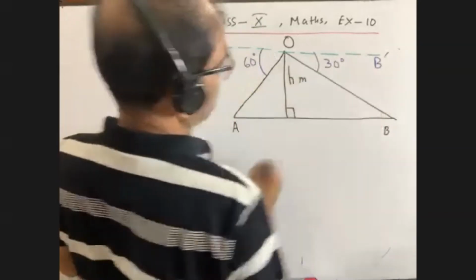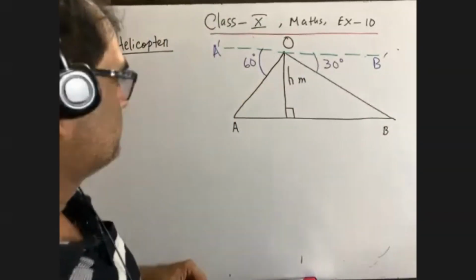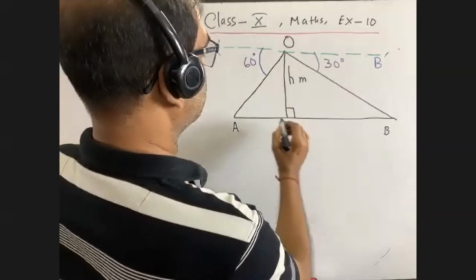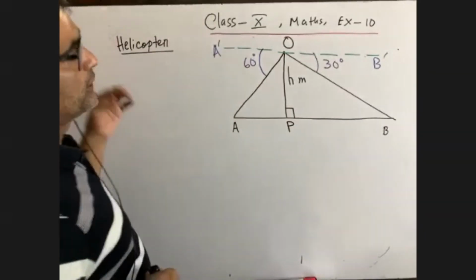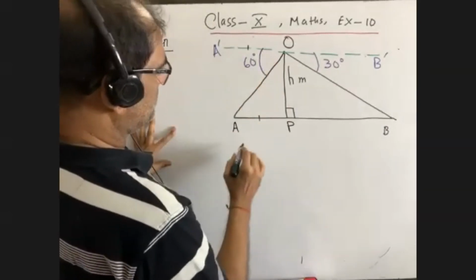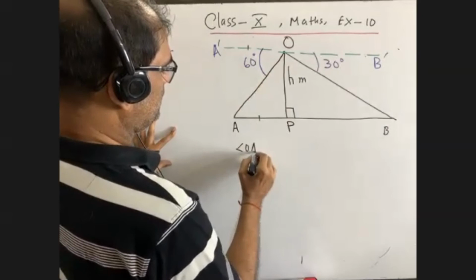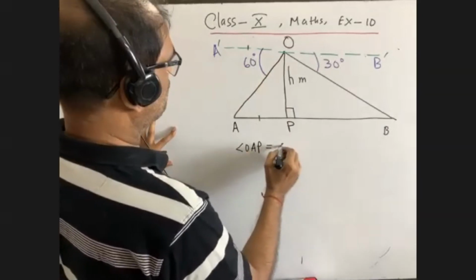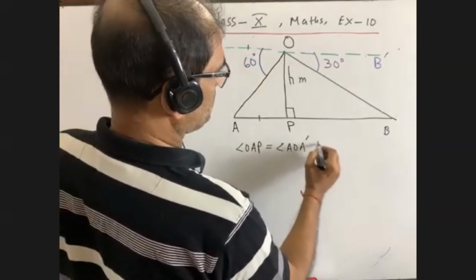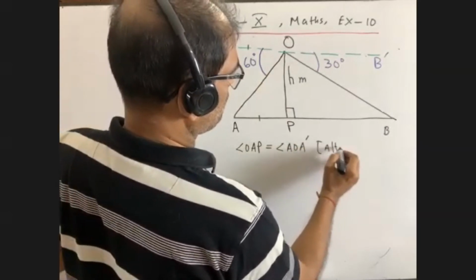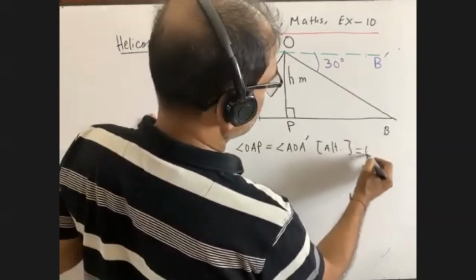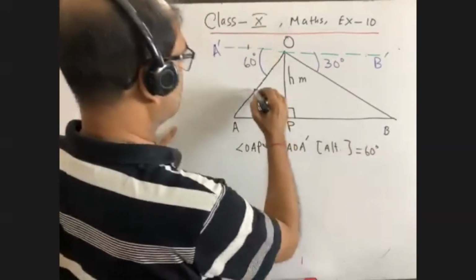The most important math that is always given in the exam. We name it P. Okay, you see, these and these are parallel. So we can write angle OAP is equal to angle AOA prime, alternate angles, equal to 60 degrees. That means it is also 60 degrees.